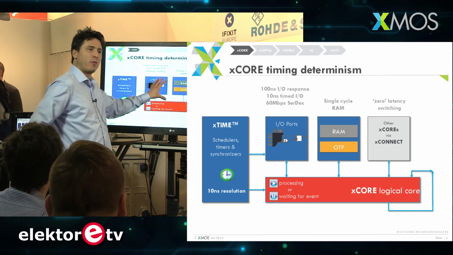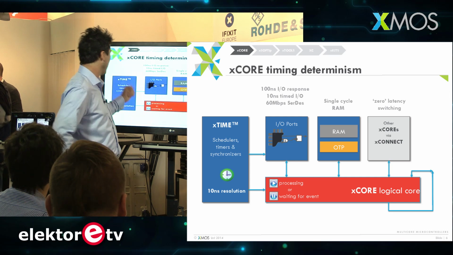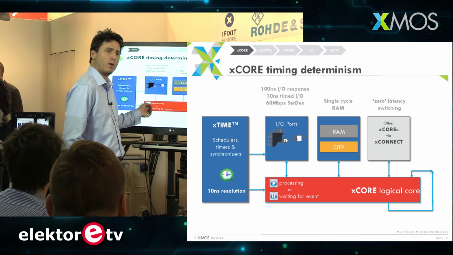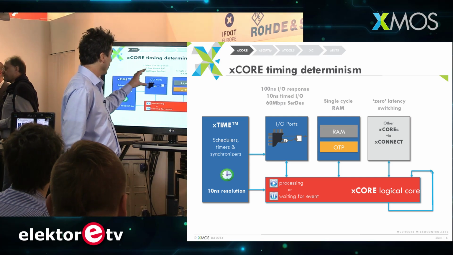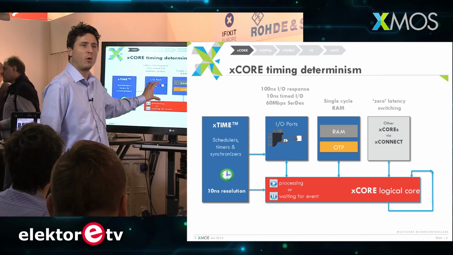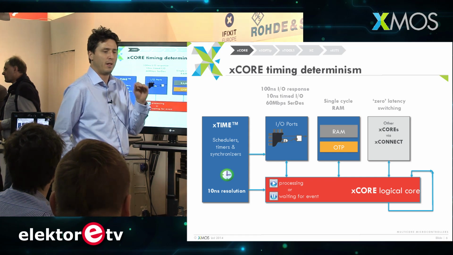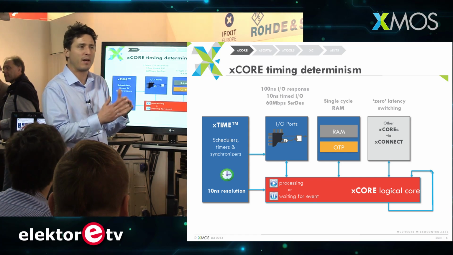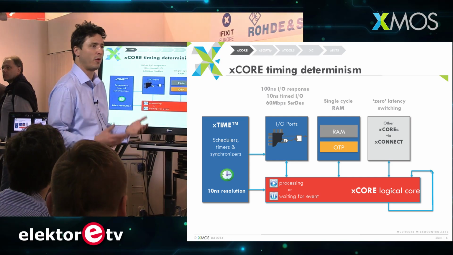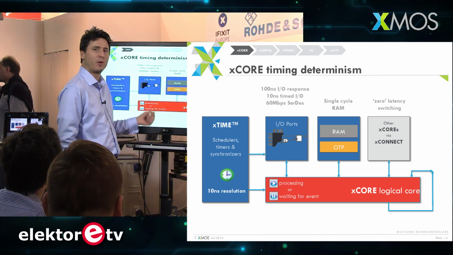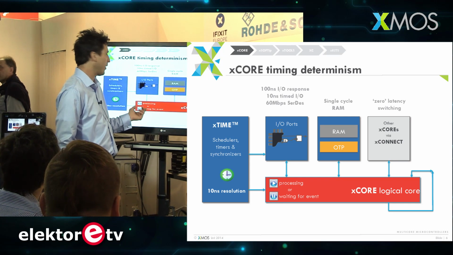Let's zoom in on one of those logical cores now. A core is either running or waiting for an event to happen, and events can happen when something on the I/O occurs. So for example, the valid signal on the Ethernet PHY goes high. That's when I react and load in the 4 bits, the nibble, of data from the Ethernet PHY.